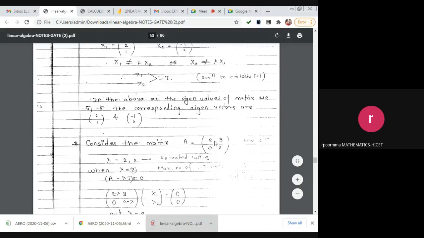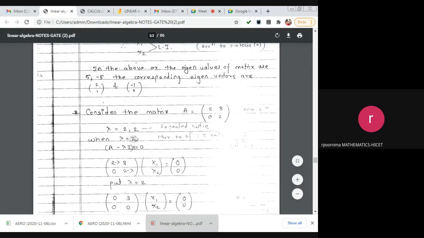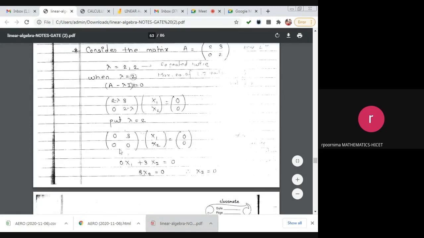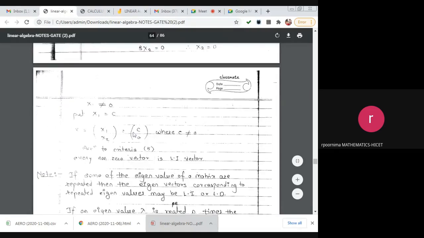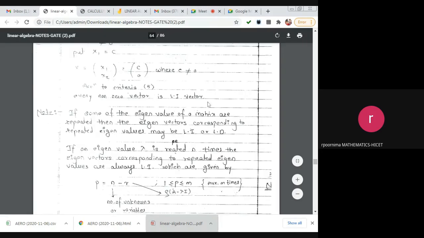Consider the matrix A = 2 3 0 2. Here lambda is 2, repeated twice. When lambda is 2, we get A minus lambda I into x equal to 0. Since the eigenvalues are repeated twice, you have to apply this procedure. You consider some constant C for your x1; you have to assign one of your eigenvector components to be a constant, and that constant should not be equal to 0. Then you apply the procedure and you will get the answer.